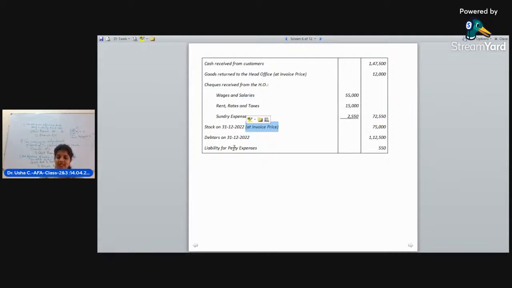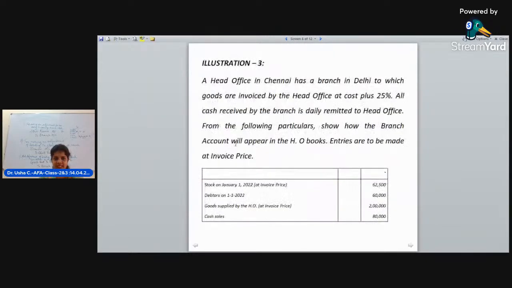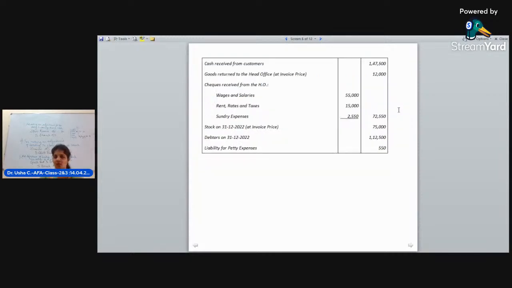And also they said that the goods are sent by the head office. Look at here, the first entry, the goods. A head office in Delhi, Chennai has a branch in Delhi to which goods are invoiced by the head office at cost plus 25%. So when the goods are invoiced at cost plus 25%, then we have to record all the stock and the goods information at this invoice price only.